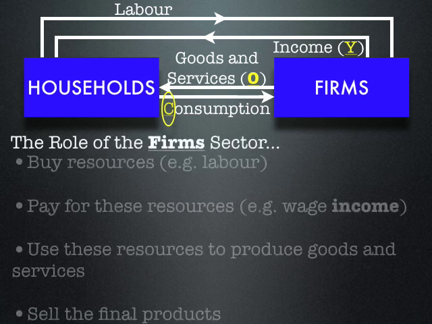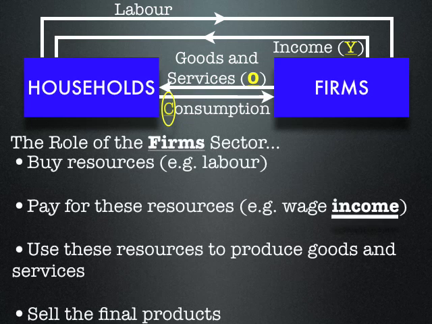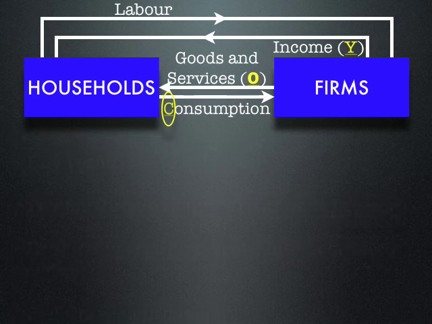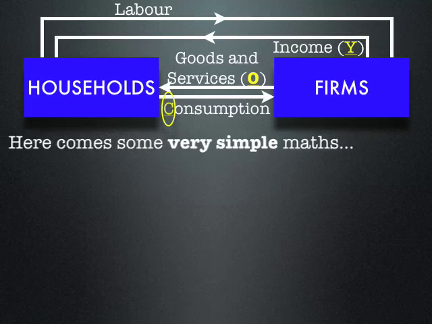The role of the firm sector is first to buy resources. So they get labour. They pay for the resources by giving those labourers income. Then they use those resources to make goods and services and sell the final products, right, back to the households. Not the same ones, to different ones, but the household sector.